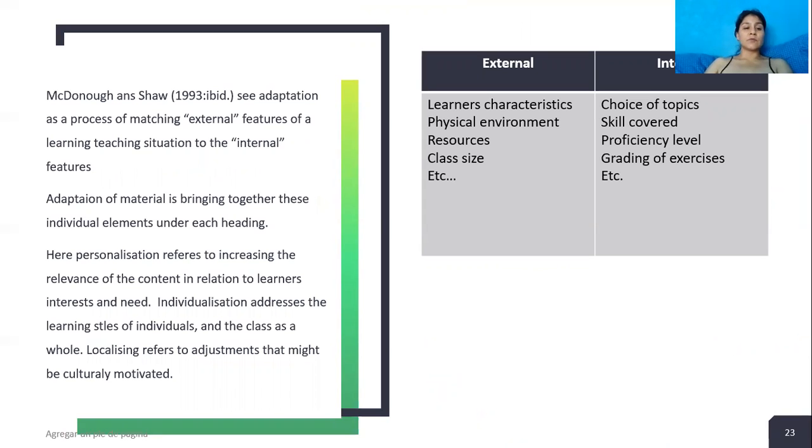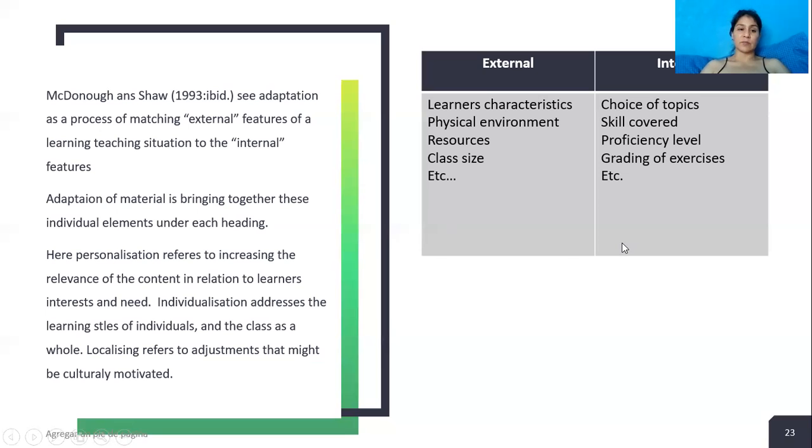Here, personalization refers to increasing the relevance of the content in relation to learners' interests and needs. Individualization addresses the learning styles of individuals and the class as a whole. Localizing refers to adjustment that may be culturally motivated. And here I present a chart where you can see some examples of the external and internal. In external, we have learner characteristics, physical environment, resources, class size, etc. And internal is the choice of topic, skills covered, proficiency levels, and grading of exercises, etc.